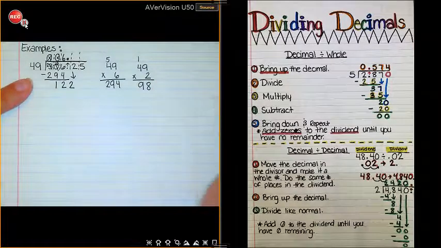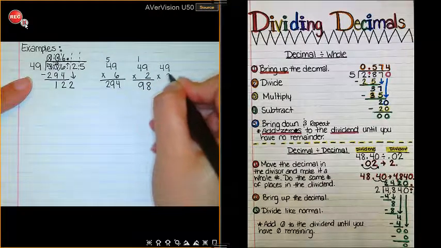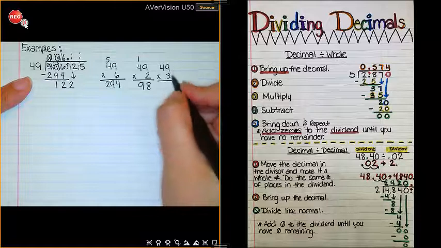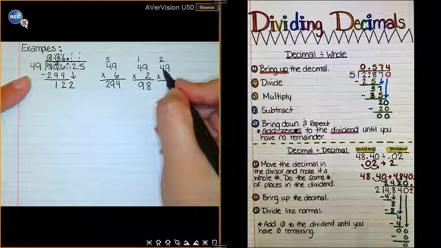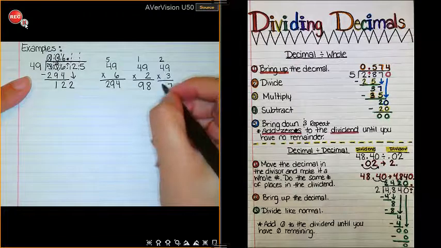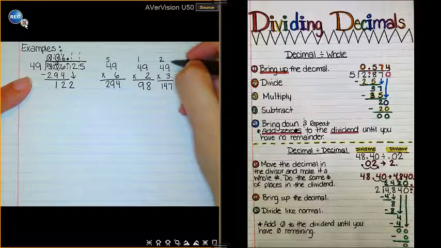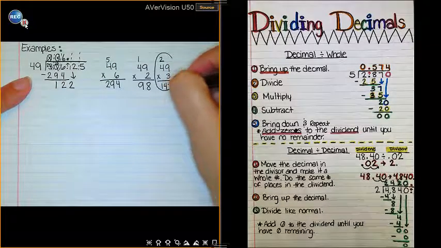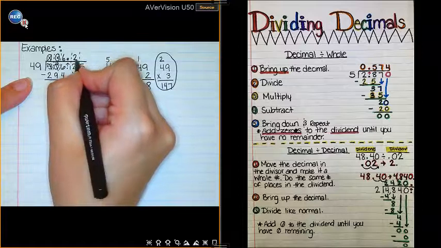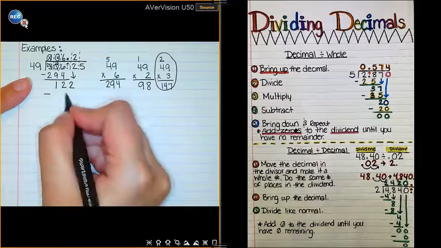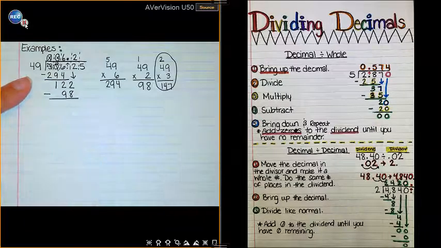Now, let's say if you wanted to test out 49 times 3. You can go ahead and test it out, but it might end up being bigger. So 3 times 9 is 27, and 3 times 4 is 12, plus 2 is 14. So do you see how 49 times 3 would be way too big? So our best option would be 2. So let's go ahead and subtract that from 122.